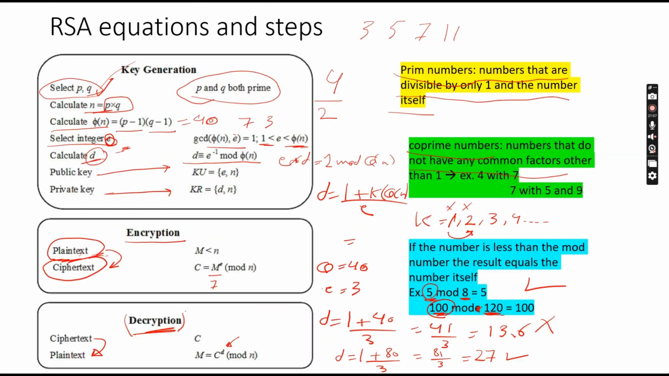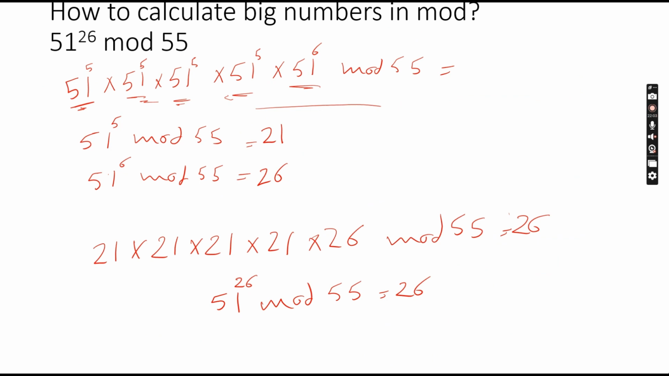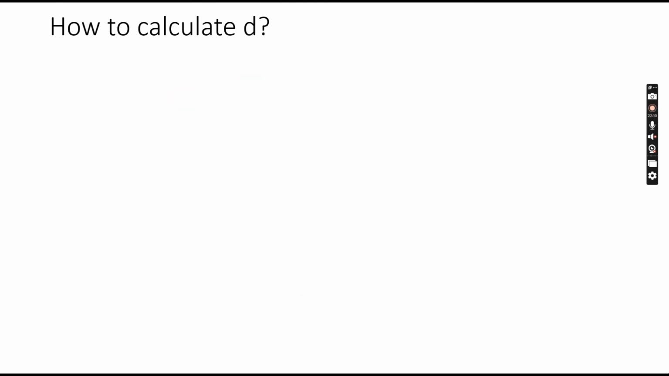Okay. So now we talk about RSA equations and steps. Then we talk about how can I find the mod if the number is small, if the number is regular, or if the number is big. Now, how can I calculate D again? D has three equations, so I can say that D equals E inverse mod theta of n, which is hard. I cannot find it.